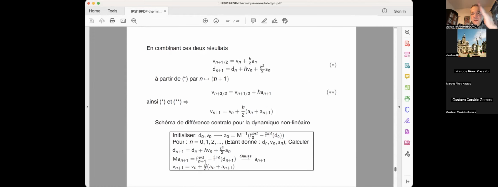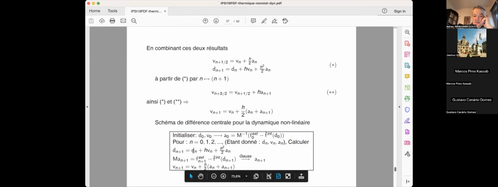And again, if I shift n to n plus 1, I get Vn plus 3/2 is equal to Vn plus 1/2 plus h times An plus 1, and then the combination of these two results gives me Vn plus 1 is equal to Vn plus h/2 times (An plus An plus 1). So it's a kind of long development, but the guy knew what he wanted to obtain at the end. And so we have a second order approximation with something called explicit method, where basically you say that dn+1 is dn plus h Vn plus h squared divided by 2 times An is the first equation you solve.